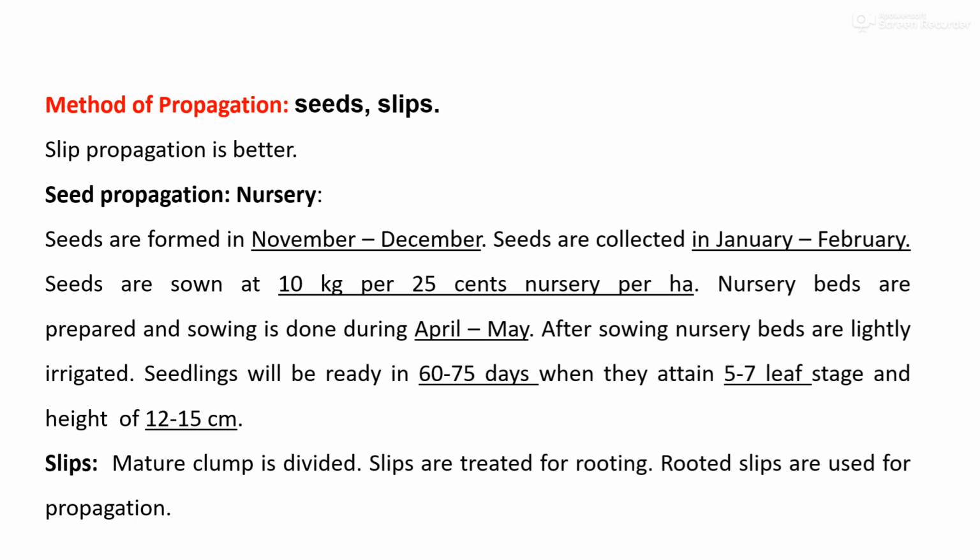Second method of propagation is slip. This is the simplest method and is mainly, or commercially, used. A mature clump is divided. These slips are treated for fast root initiation, also by using fungicides. Then rooted slips are used for propagation or planting.